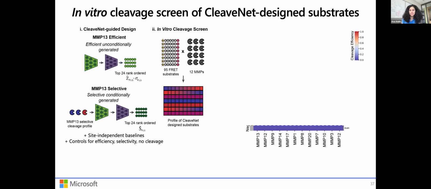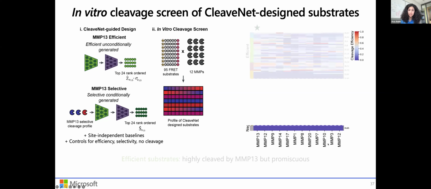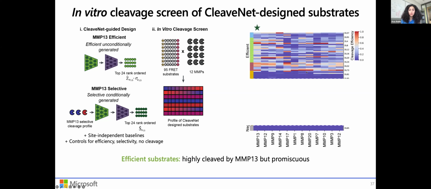So the first sanity check and encouraging thing we saw was if we looked at our negative controls, substrates that we expect to not be cleaved by any MMPs, across the board, they're not cleaved by MMPs. Now, if we look at the substrates that we nominated for efficiency, we can see in general that for those generated by CleaveNet, denoted in green, we see a good spectrum of cleavage across these MMPs, but not necessarily selectivity for MMP13 here in the first column.